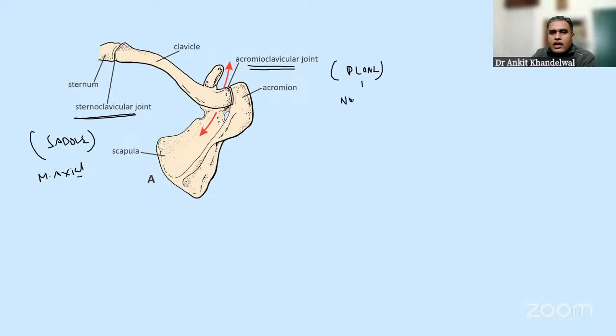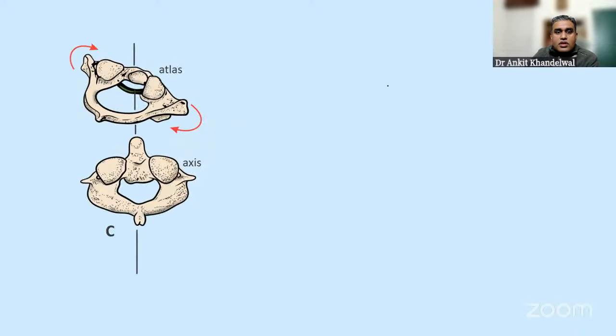Plane is non-axial. Terminology should be clear. Let's see more. Okay, atlas axis. Rotation like this. So it is this dens of the axis. What is atlas? It is the first cervical vertebra. Atlas is first, axis is second.